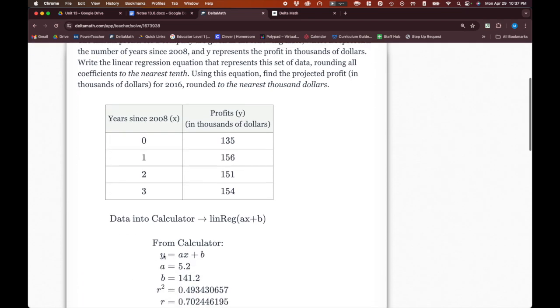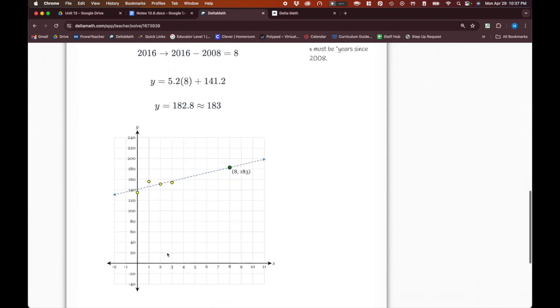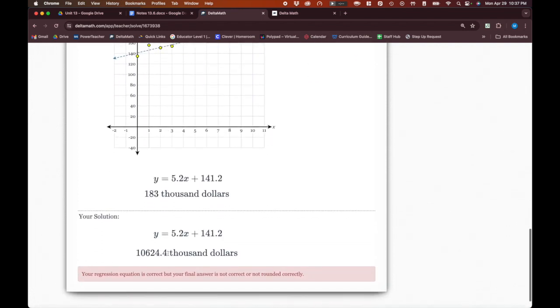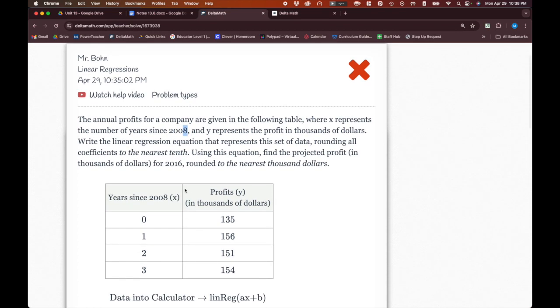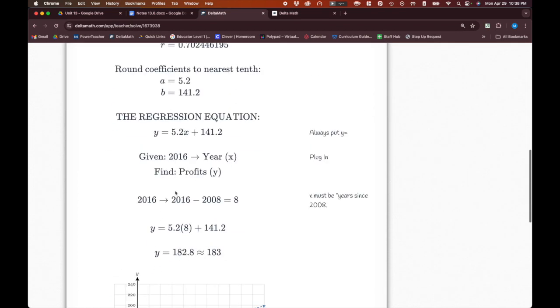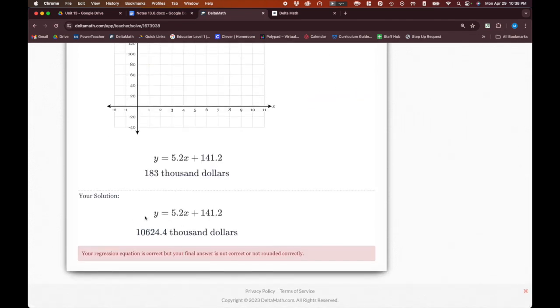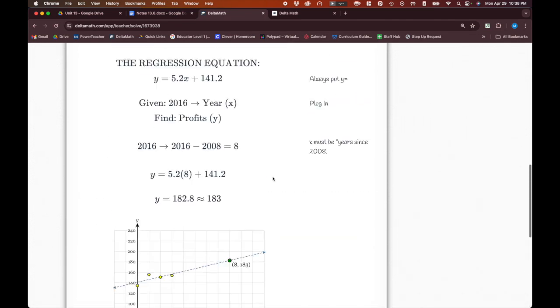Oh no, what did I do wrong? Fascinating. Did I read this wrong? I probably should have actually read this. Number of years. Oh, since 2008. Gotcha. Not plugging 2016 in. I would have plugged in 8. Bummer. Oh well, we got the right idea. Our equation's right. That's the important thing.